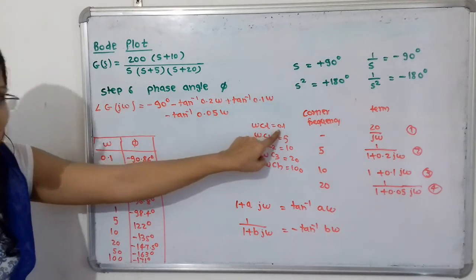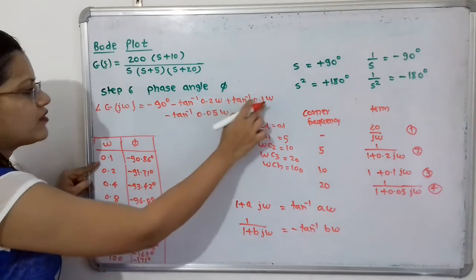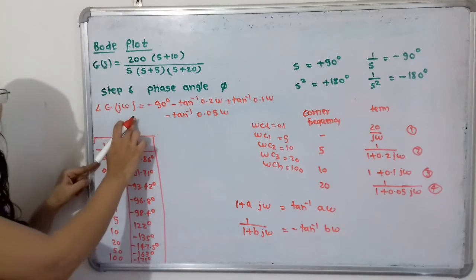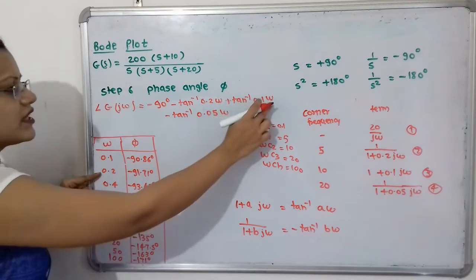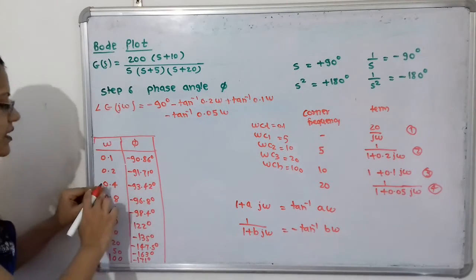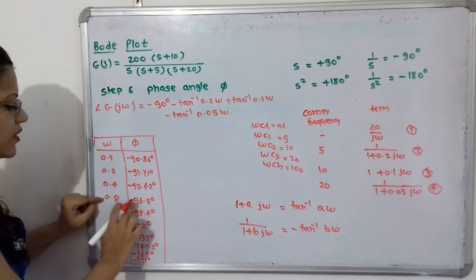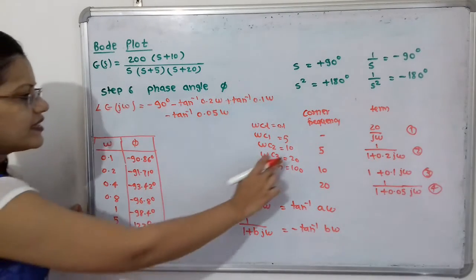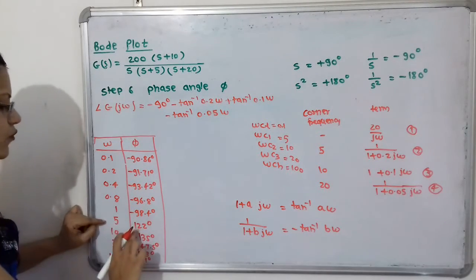We will first take 0.1. Whenever we put omega equal to 0.1, we will get minus 90.86 degrees for this phase angle phi. Then we will put the next number as 0.2. When we put omega equal to 0.2, we get minus 91.71 degrees. Then I will take 0.4, minus 93.42 degrees, 0.8, minus 96.8 degrees, 1, minus 98.4 degrees. Then the next number is 5. We will take omega C1 equal to 5, which gives 122 degrees.